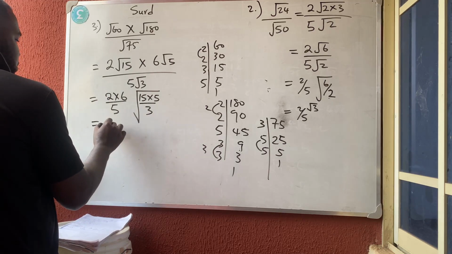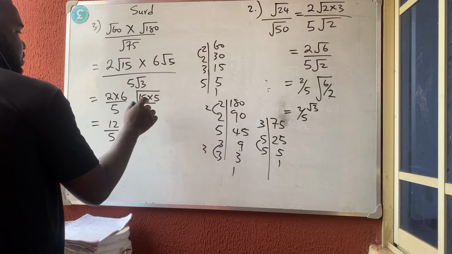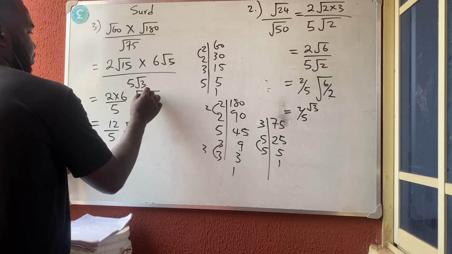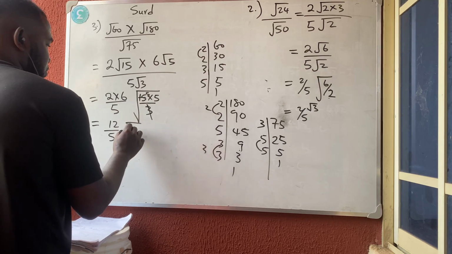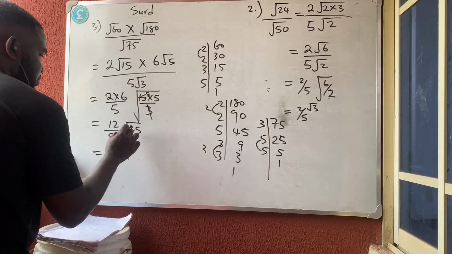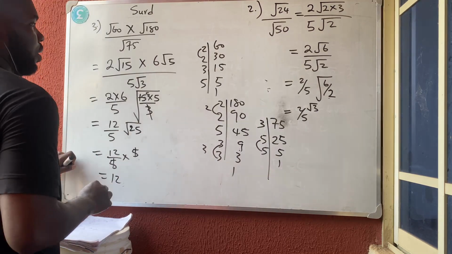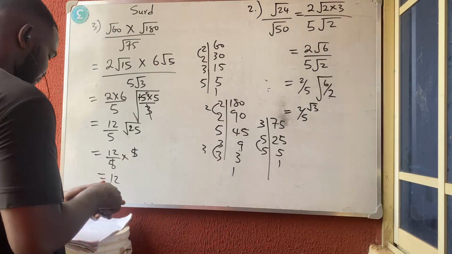So what do we have now? I'm having 2 times 6, 12 over 5 roots. 3 into this will give me 5. So 5 times 5 is 25. Okay, let me leave it like this. So I have 12 over 5 times 5. So 5 cancel 5. So what am I having? 12. How do I get 5? Root 25 is 5.